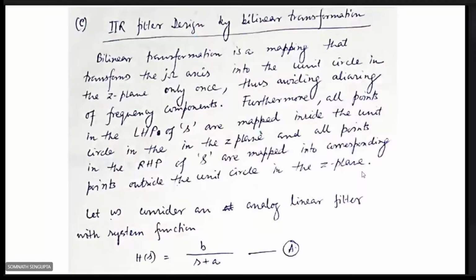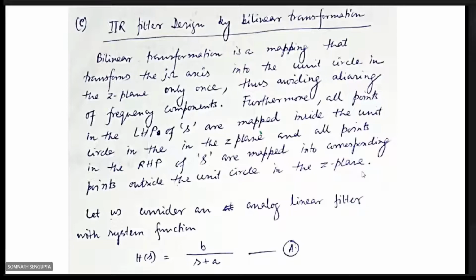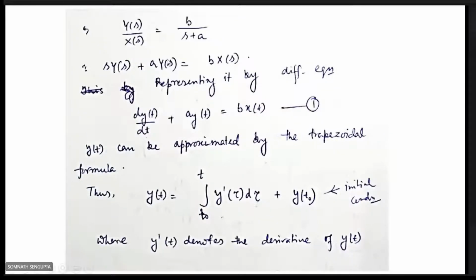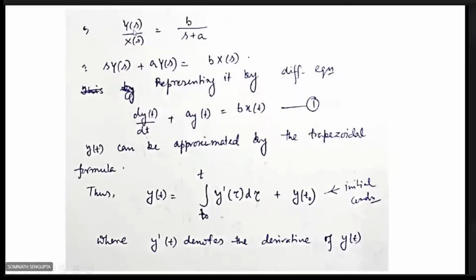So in S domain, Laplace domain, we can write H(s), that is the system function, as Y(s) by X(s). That is Laplace transform of output divided by Laplace transform of input, that is Y(s) by X(s), is equal to B by (s plus a). It's very simple. Now we just cross multiply this equation. Okay, then we get this one, sY(s) plus aY(s) is equal to bX(s).